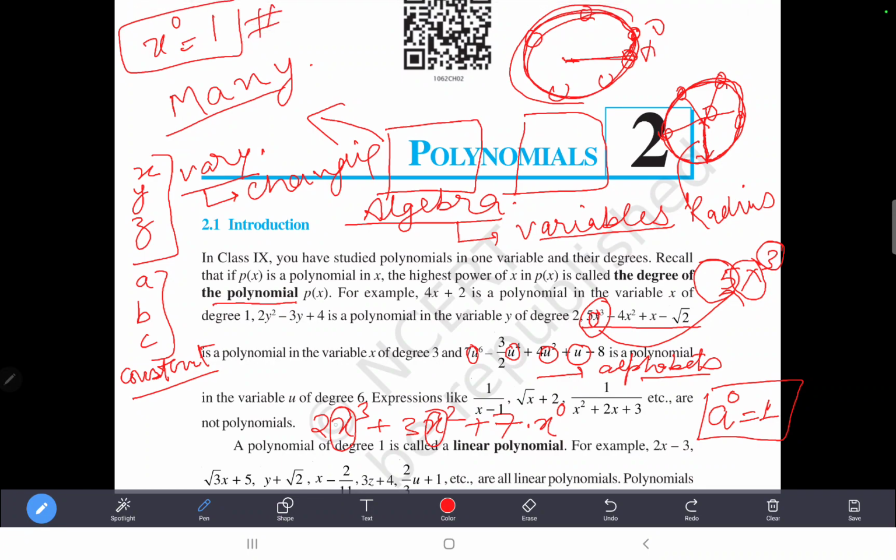So now, x cube, 3x square plus 7x. These powers, you need to find out the highest power of variable. So what is the highest power of variable in this polynomial? 3. Are you getting it? Okay, so the highest power of variable in any polynomial is called the degree of polynomial. What is this? Degree of polynomial.